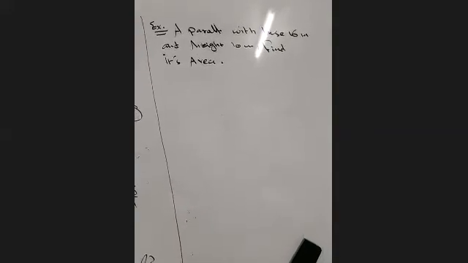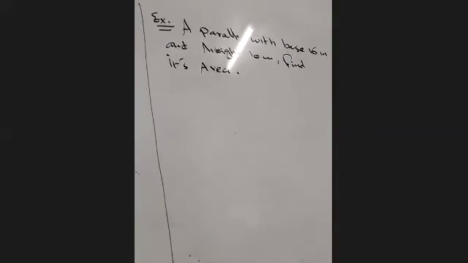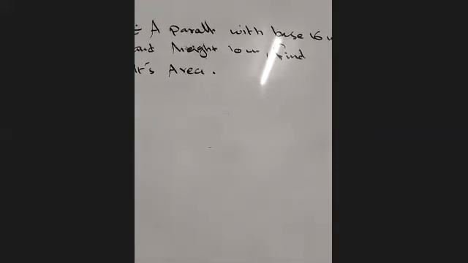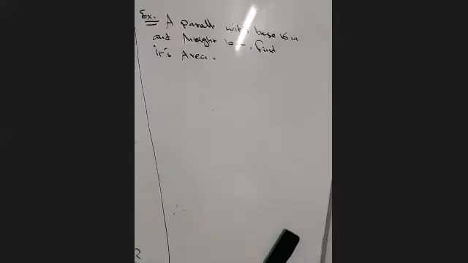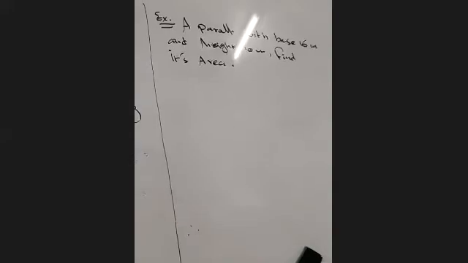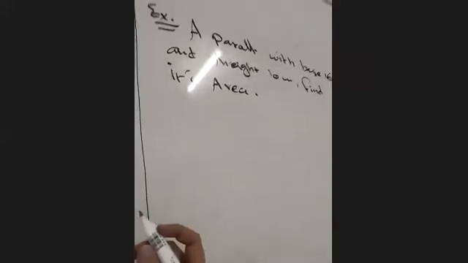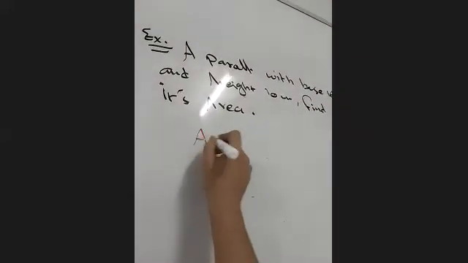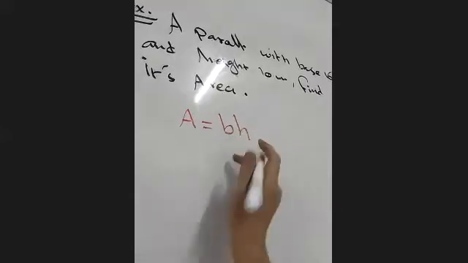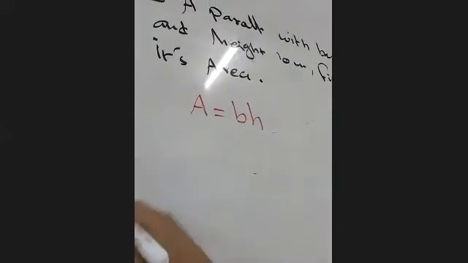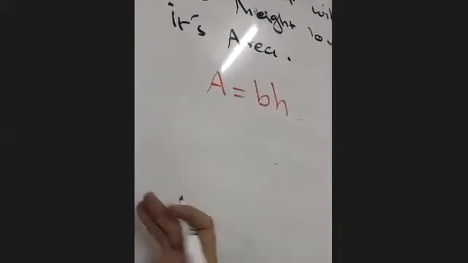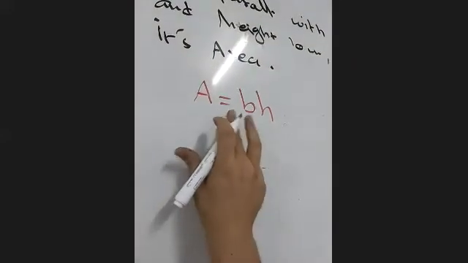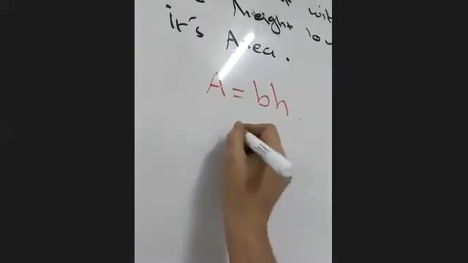Yes, Abdul. Okay, a parallelogram with base 16 meter and height 10 meter. Find its area. What we will do? Okay, we will make A equal BH. This is the formula. We always write the formula before doing anything. It's easy. A equal BH equal, under equal.